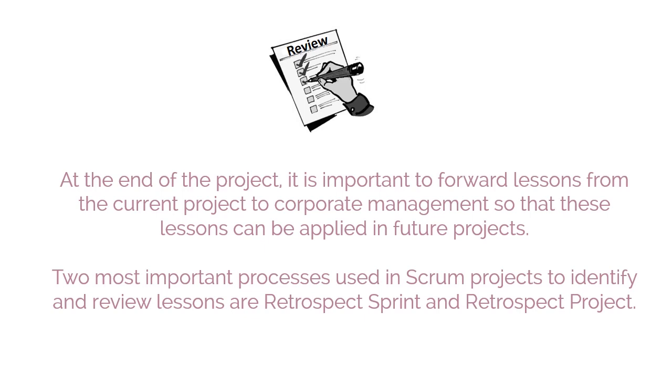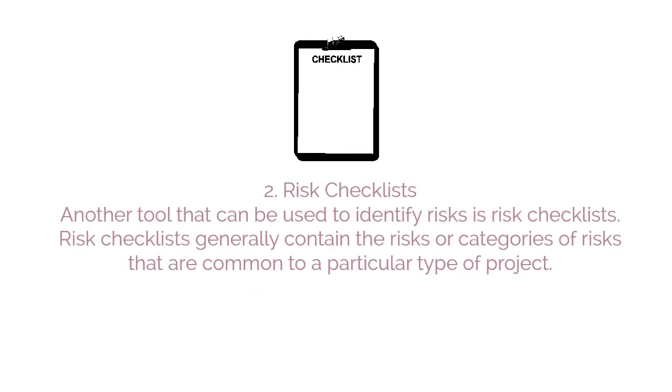At the end of the project, it is also important to forward lessons from the current project to corporate management so that these lessons can be applied in future projects. 2 most important processes used in Scrum projects to identify and review lessons are retrospect sprint and retrospect project.